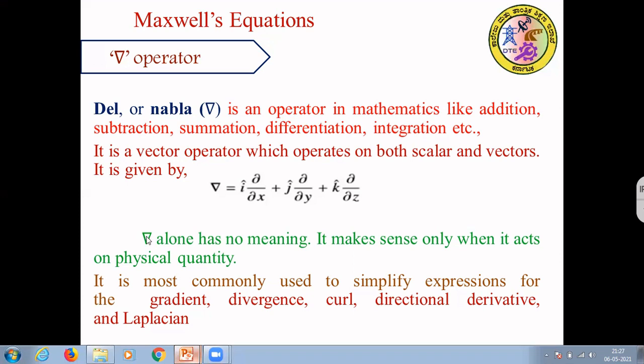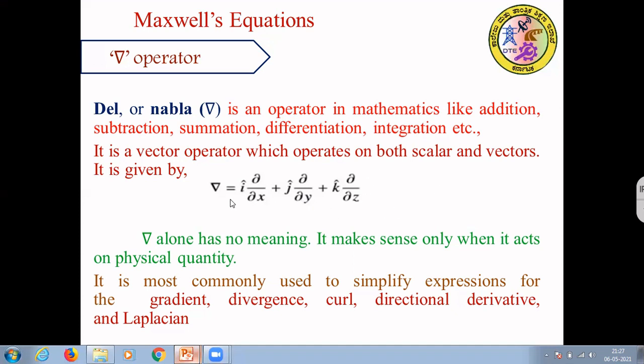Similar to other operators, del itself has no meaning at all. It doesn't make any sense. But when it acts on a certain function, it has some meaning. So this is the del operator. Del operator is an operator like any other operator we come across in mathematics. By itself, it does not have any meaning. It makes sense only when it is applied on any mathematical function.